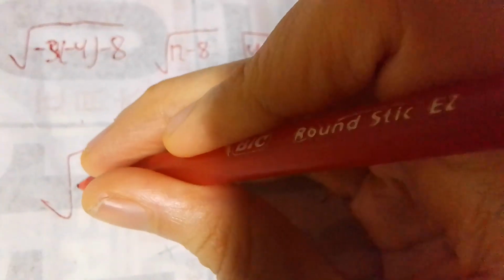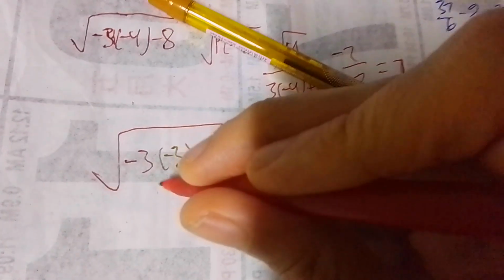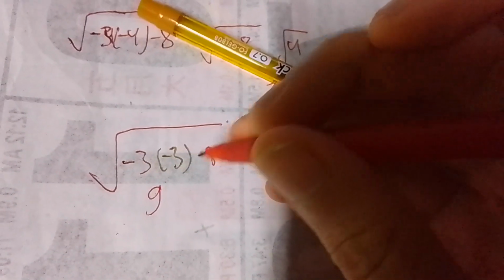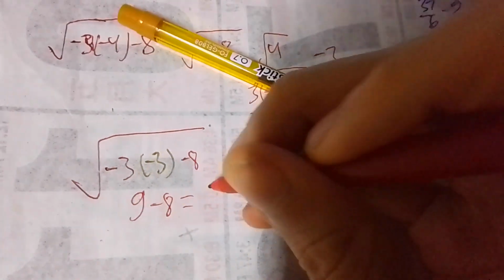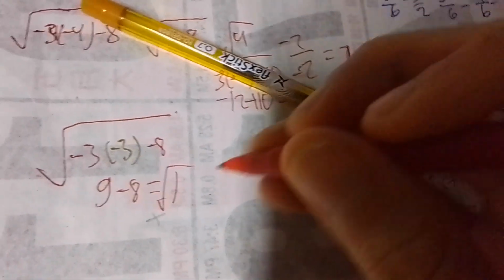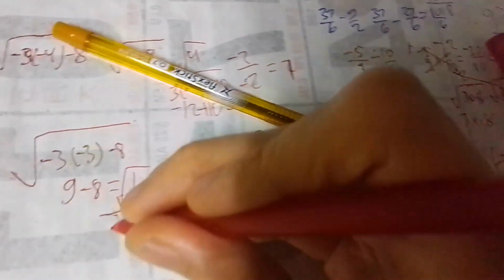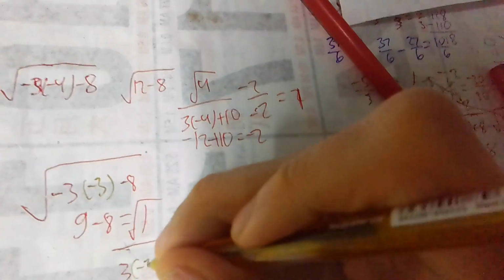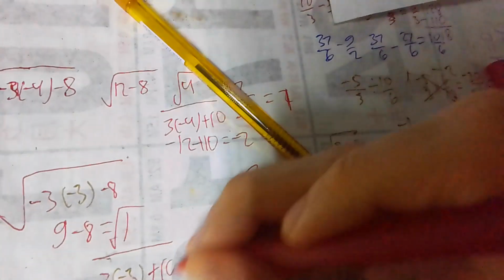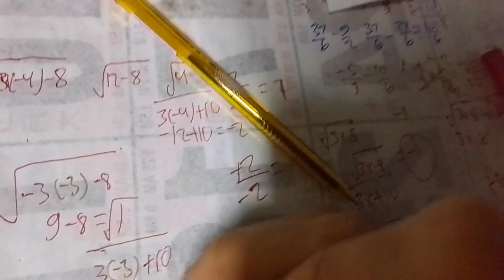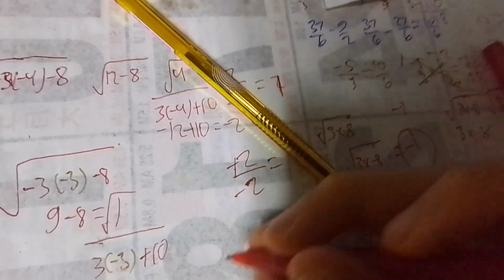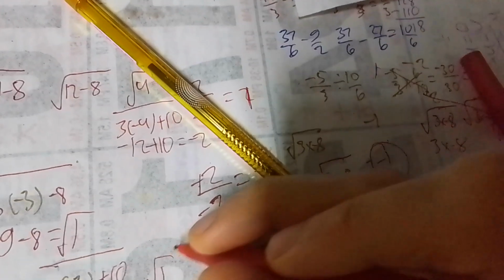Now let's try negative 3 naman. Kung naging negative 3 yan. So 3, I'll try to highlight using a different color. Negative 3 minus 8. We know that negative 3 times negative 3 equals 9. Di ba? Positive 9 minus 8 equals 1. Take the square root of 1. And then on the denominator we have 3 times negative 3 plus 10. This becomes negative 9 plus 10, which is equivalent to positive 1. And then take the square root of 1, divide by 1.